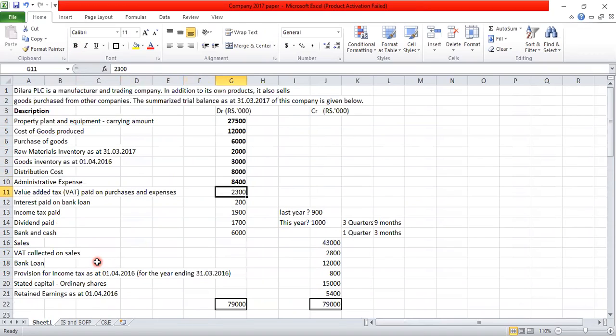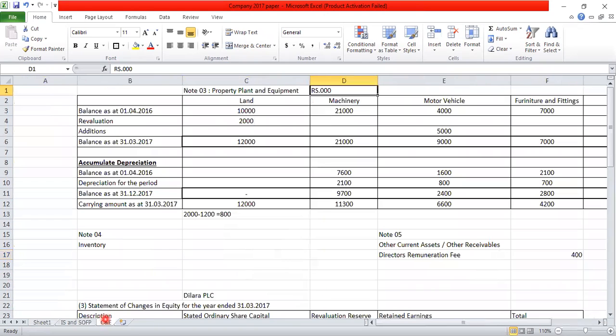Value added tax, I have a difference because I need to consider my purchase is 2,300. My sale is 2,800. So I need to pay VAT on the sales and expenses. Whatever I have paid, I have claimed. Whatever I have sold, I have not claimed. So this 2,300 and 2,800 will give me a 500 difference. This 500 is payable.